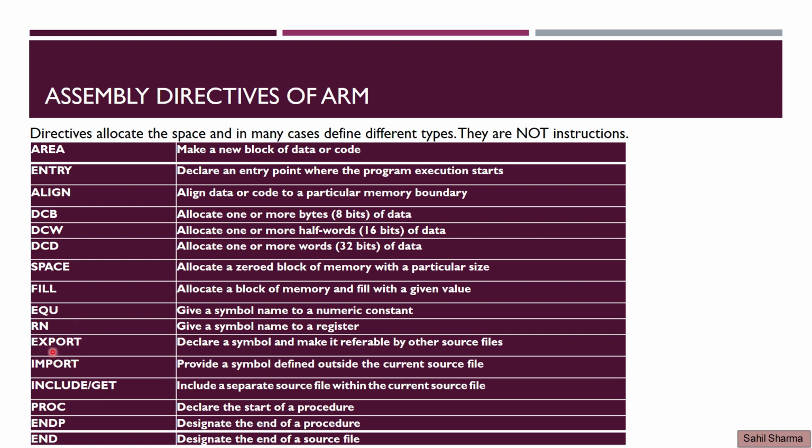EXPORT and IMPORT. EXPORT declares a symbol and makes it referable by other source files. IMPORT provides a symbol defined outside the current source file. INCLUDE/GET helps in including a separate source file within the current source file. PROC declares the start of a procedure. ENDP designates the end of a procedure. END designates the end of a source file.